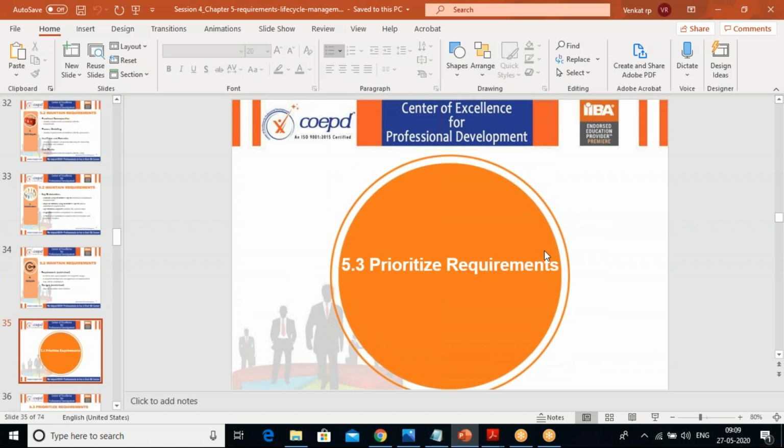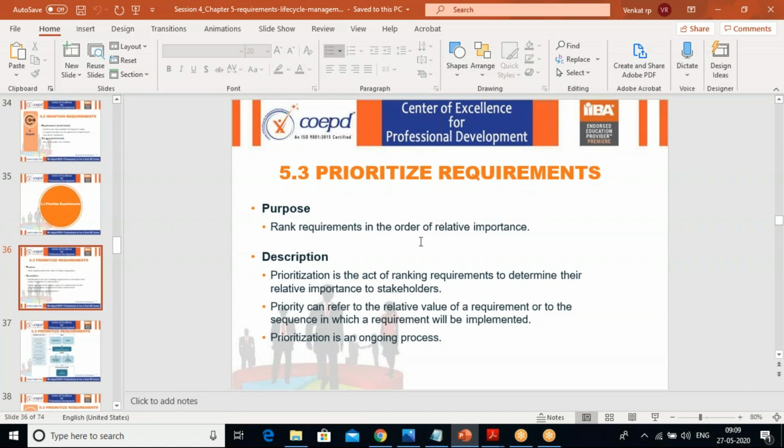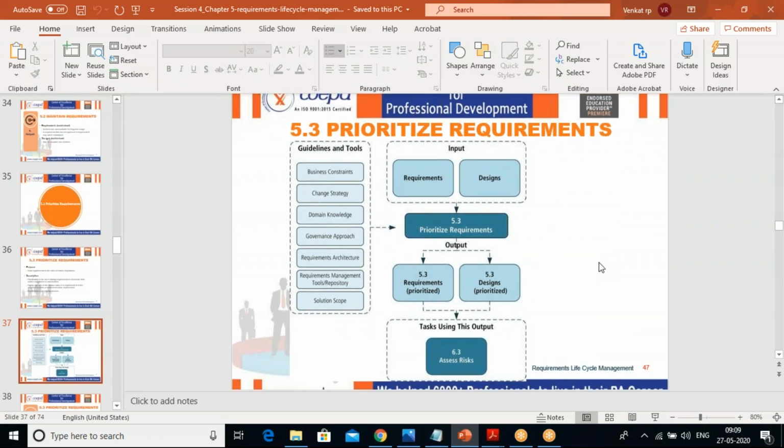And then we are going to prioritize the requirements. Here the purpose is to rank the requirements in order of relative importance. Because of the prioritization, we can give more value to the stakeholders, because more important requirements would be addressed first, and they can start working on it. Prioritization is an ongoing process. It keeps on updating, every time it changes. The first time, whatever you see, the same priority will not always remain. As time progresses and the context changes, the priority may change.